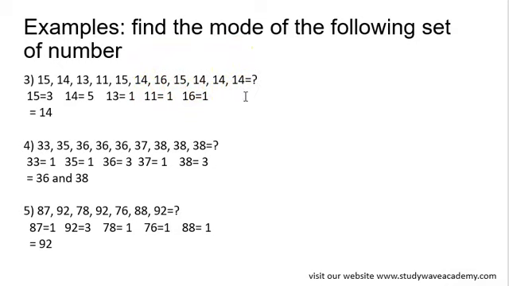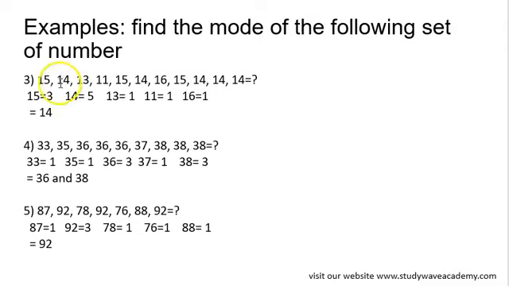What do we do? We write out each number and count how many times they appeared to know which is the highest. Okay? Remember, we are not arranging in ascending or descending order, because even if we arrange like that, we'll still arrive at the same answer. So that is not necessary in mode.